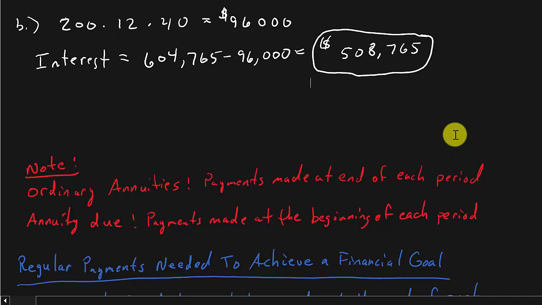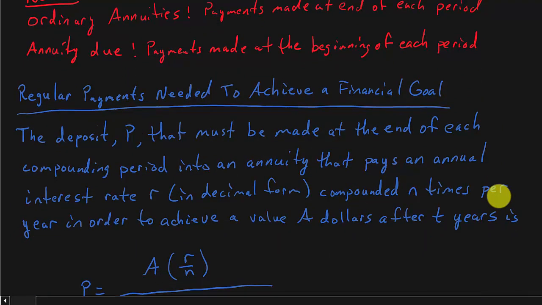All right. So we got a note here. Ordinary annuities. We have ordinary annuities and we have annuity due. Okay. So the ordinary annuities, that's payments made at the end of each period. That's like the problems we've been working. The payments were made at the end of each period. And then we have an annuity due. Payments are made at the beginning of each period. So like in that first example, when we made the payment at the end of each year, you would have made the payment at the beginning of each year. And that amount would have been a little bit different.